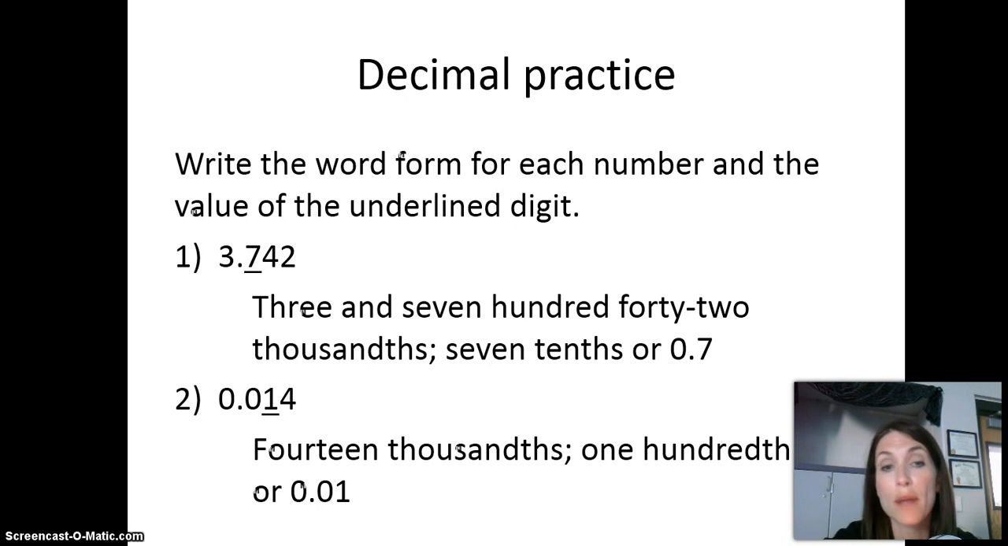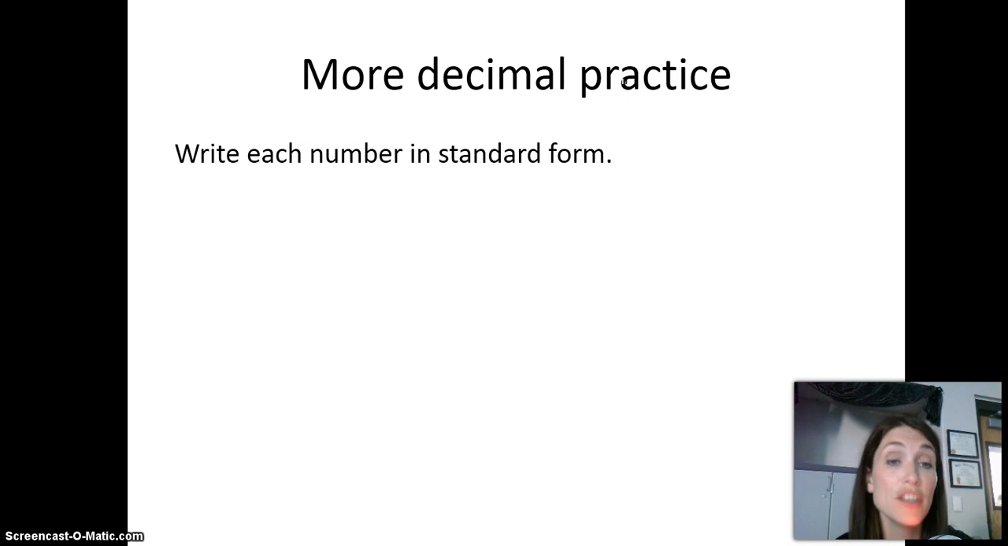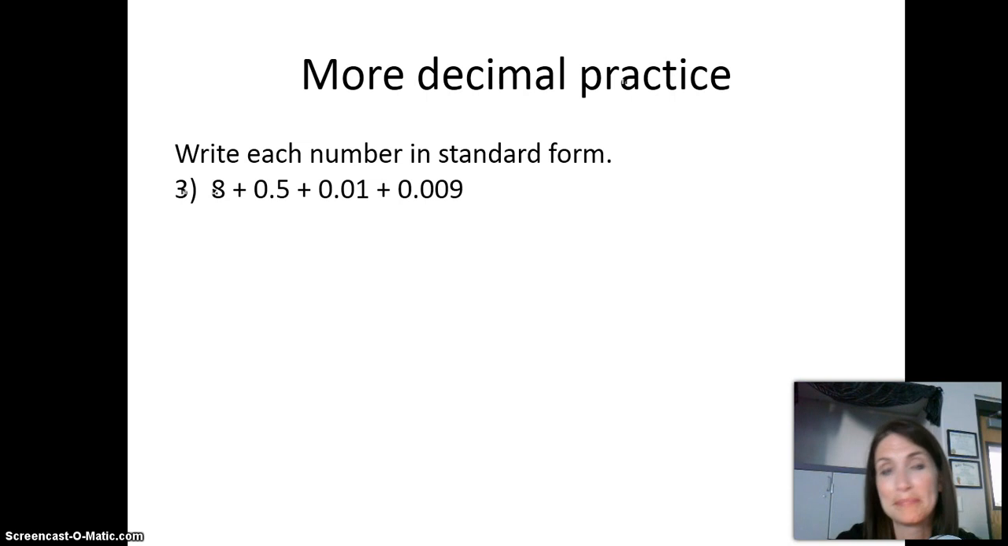Let's look at problem number 3. Now our directions have changed. Write each number in standard form. So remember, think back, what does it mean to write a number in standard form? Here is question number 3. Please write the answer in your math journal. When you're finished, push play to check your work. In standard form, this is written as 8 and 519 thousandths.